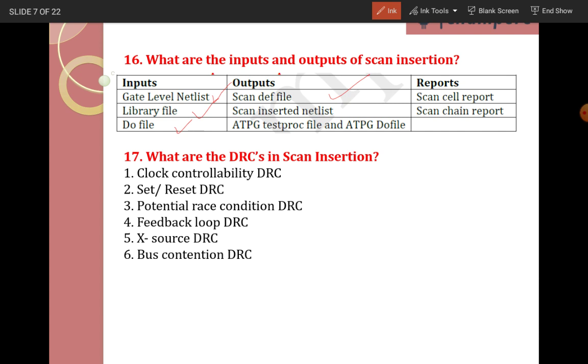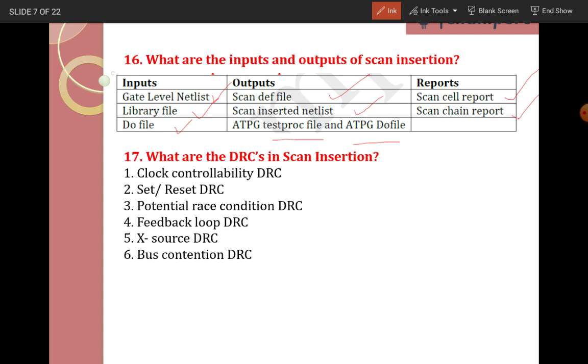The outputs are the scan def file, the scan inserted netlist, the ATPG test proc file, and the ATPG do file. We can also generate reports like the scan cell report, scan chain report, and non-scan cell report. We can check whether any flops were not converted into scan flops. The scan cell and scan chain reports give the number of chains, number of flops, clocks information and constraint information.